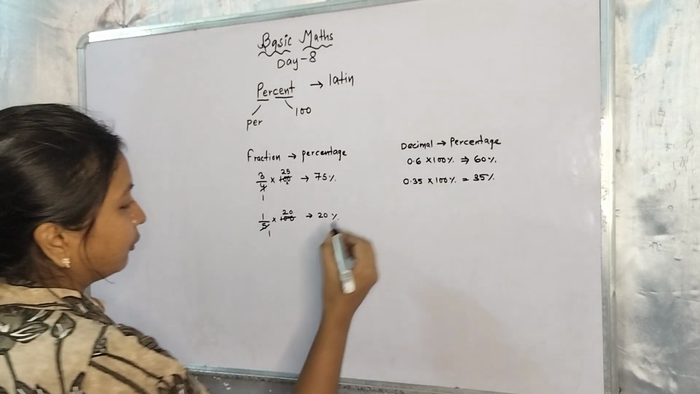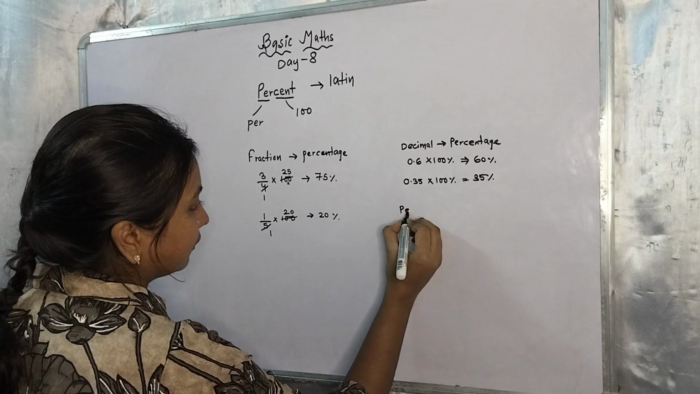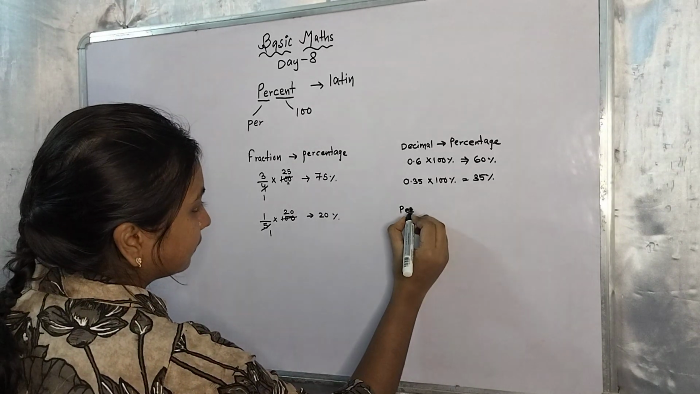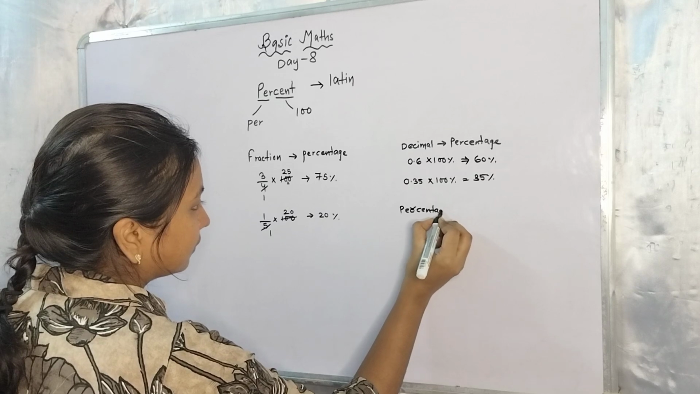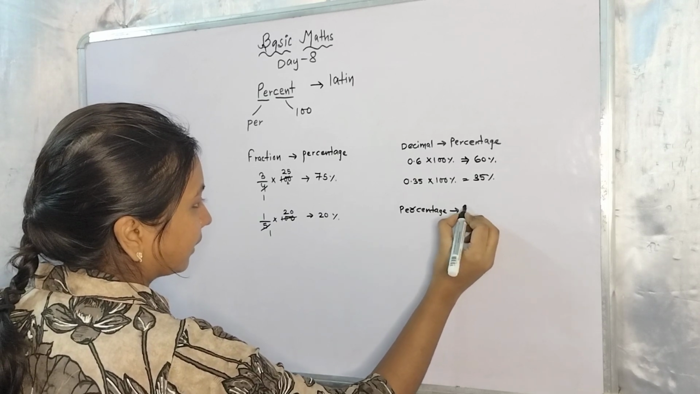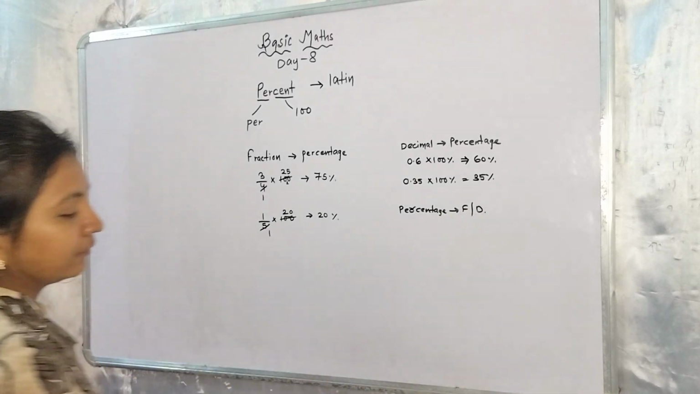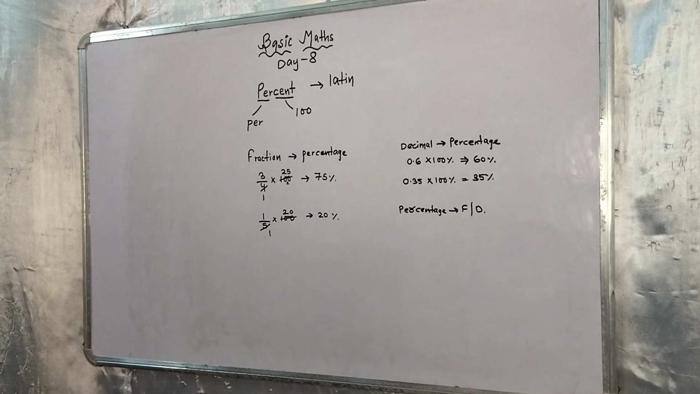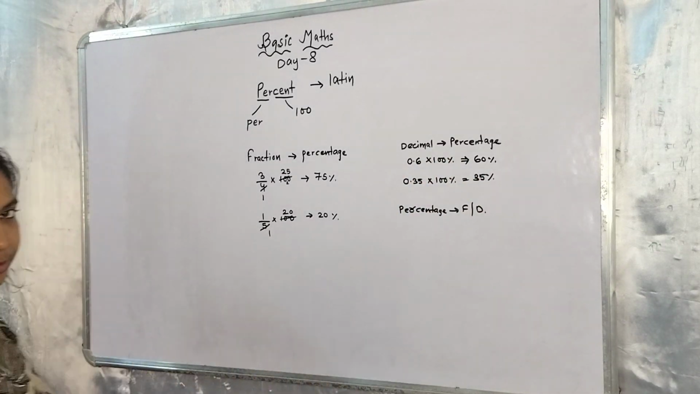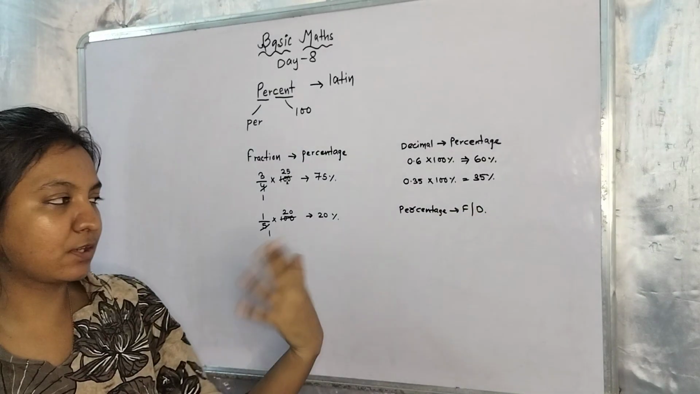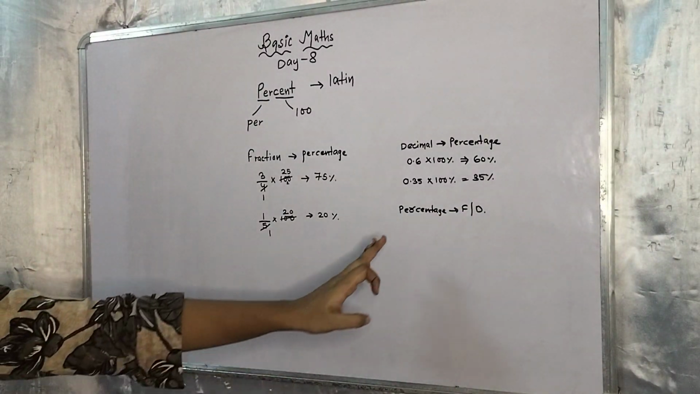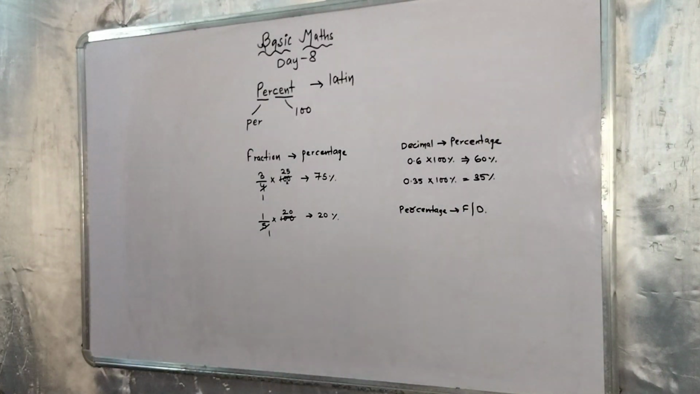Now we will reciprocate the condition. We will convert percentage into fraction and decimal. Fine. Because we need to know every detail of percentage. From converting fraction to percentage, decimal to percentage, now we have to reciprocate the condition from percentage to fraction and decimal.